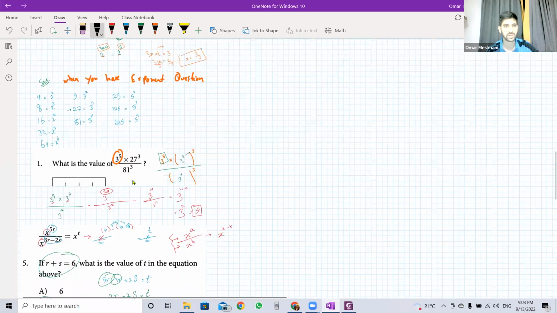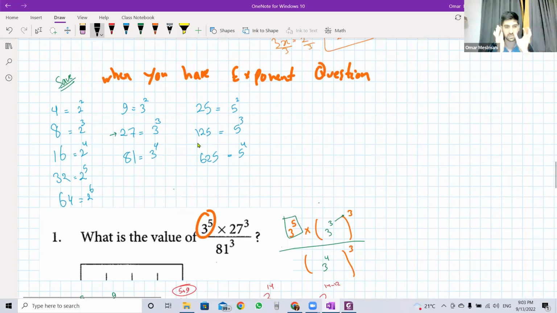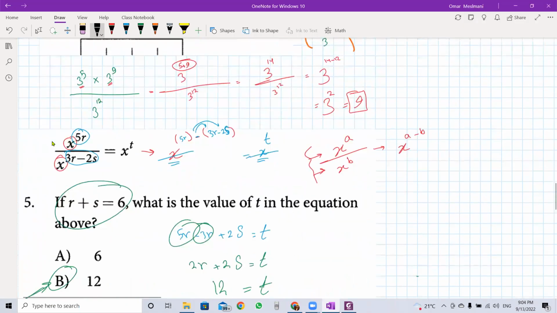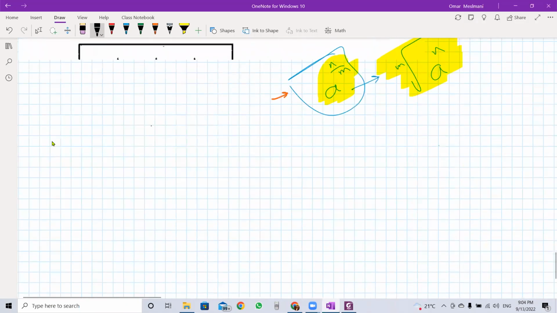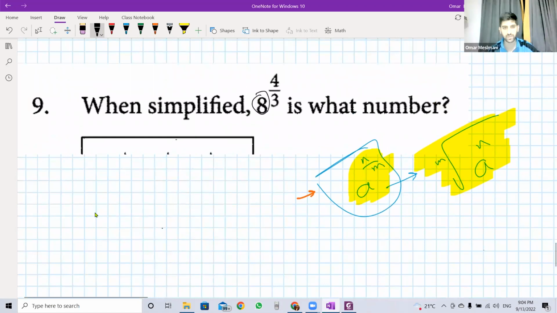When you see an exponent question and you see any of these numbers, don't keep it as these numbers. Do I have any of these numbers? I do. I have an 8. 8 is 2 power 3. So I'll delete the 8 and write 8 to the power of 4 over 3. What is the 8? 8 is 2 power 3.